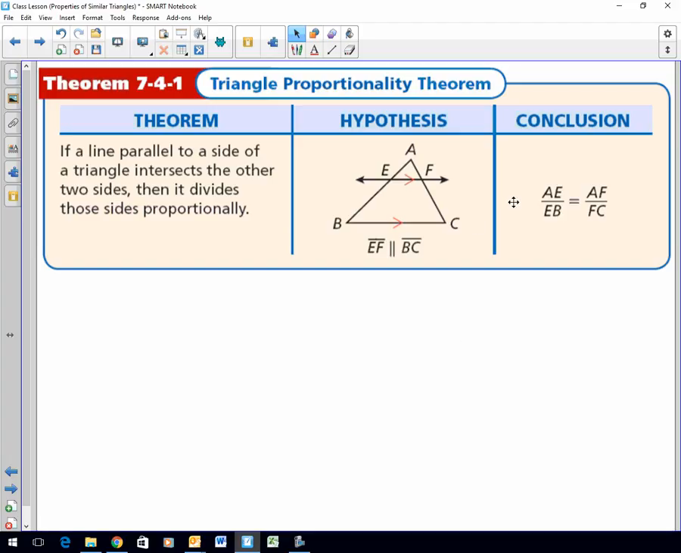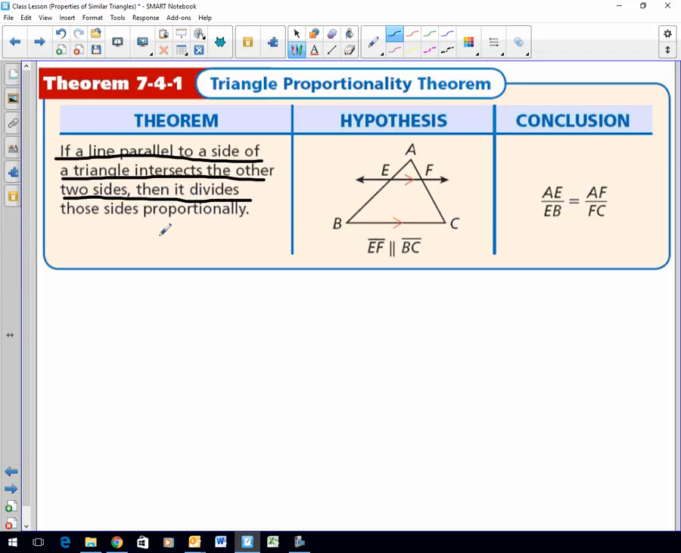First theorem that we have is called the triangle proportionality theorem. Here's what it says, guys. If a line parallel to a side of a triangle intersects the other two sides, then it divides those sides proportionally. So write down our theorem here. Again, if a line parallel to a side of a triangle intersects the other two sides, then it divides those sides proportionally.